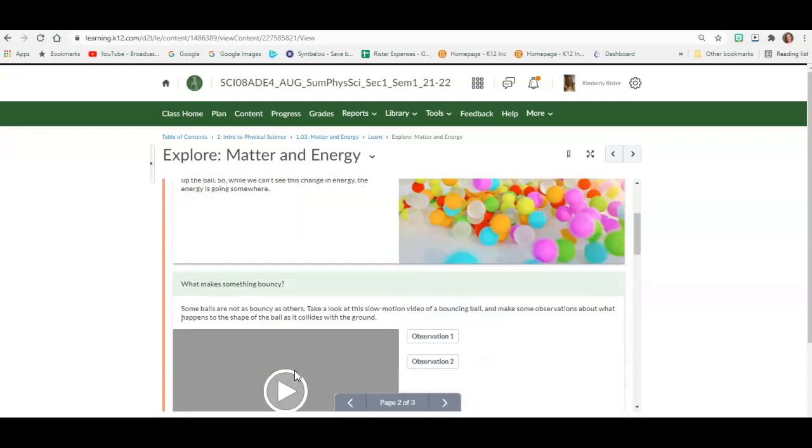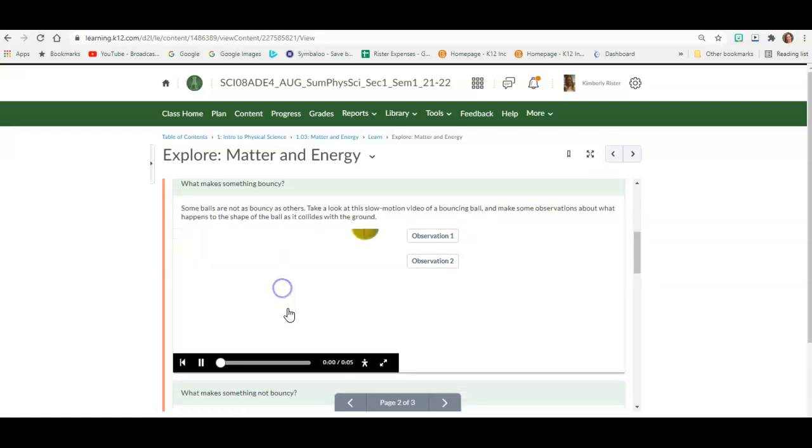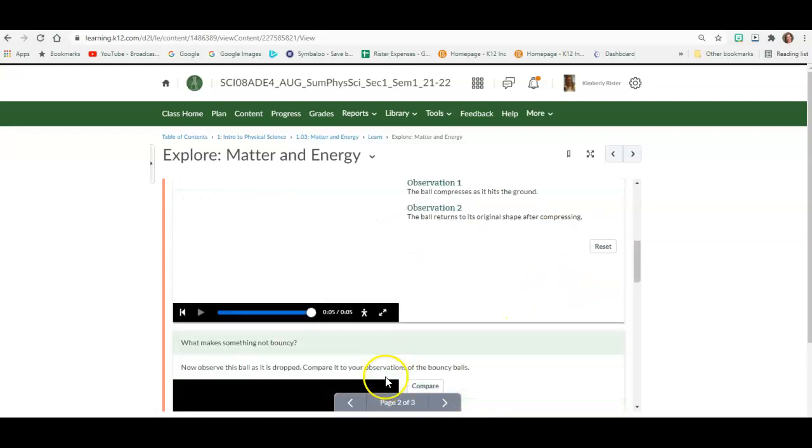What makes something bouncy? Some balls are not as bouncy as others. Take a look at the slow motion video of a bouncing ball and make some observations about what happens to the shape of the ball as it collides with the ground. Okay, so there we saw it kind of squished down a little bit, flattened out on the bottom. It compresses. Another thing is it returns to its original shape after compressing.